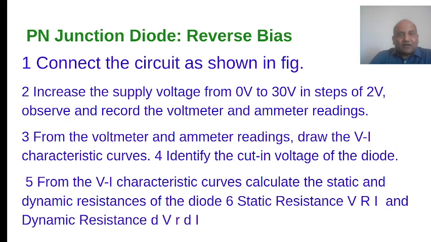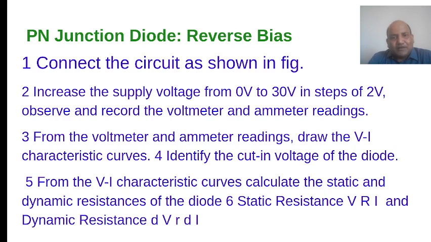In reverse bias, you connect your circuit as per the circuit connection I suggested, and then you vary your voltage from 0 to 30 volt in steps of 2 volt.